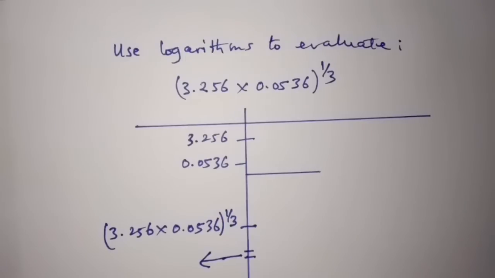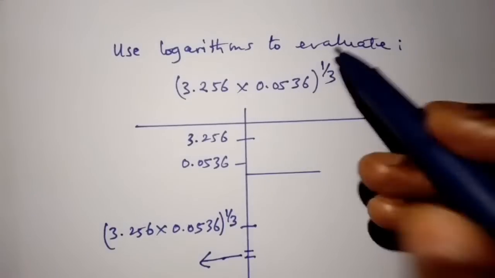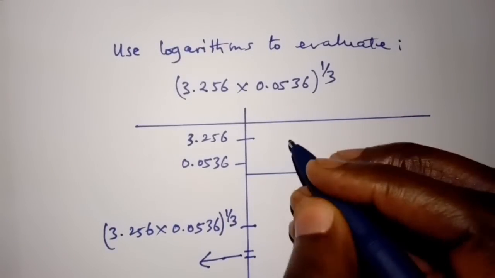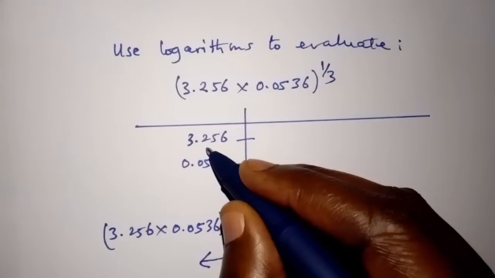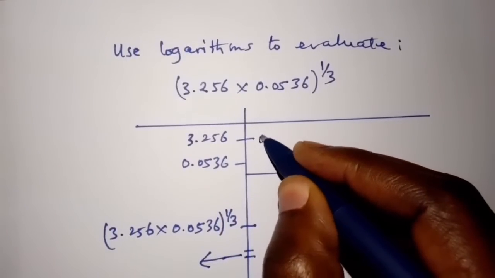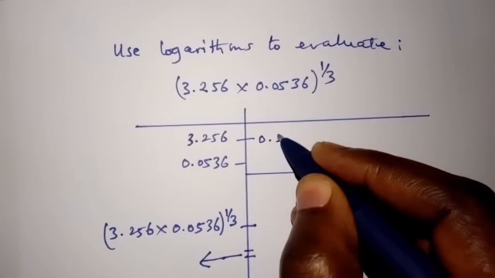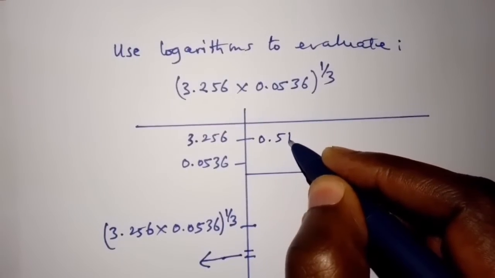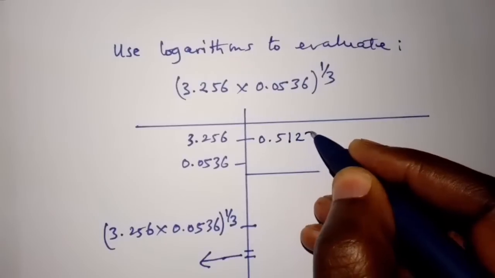Use logarithms to evaluate 3.256 times 0.0536 raised to the power of 1 over 3. From the log table, the log of 3.256 is 0.5127.